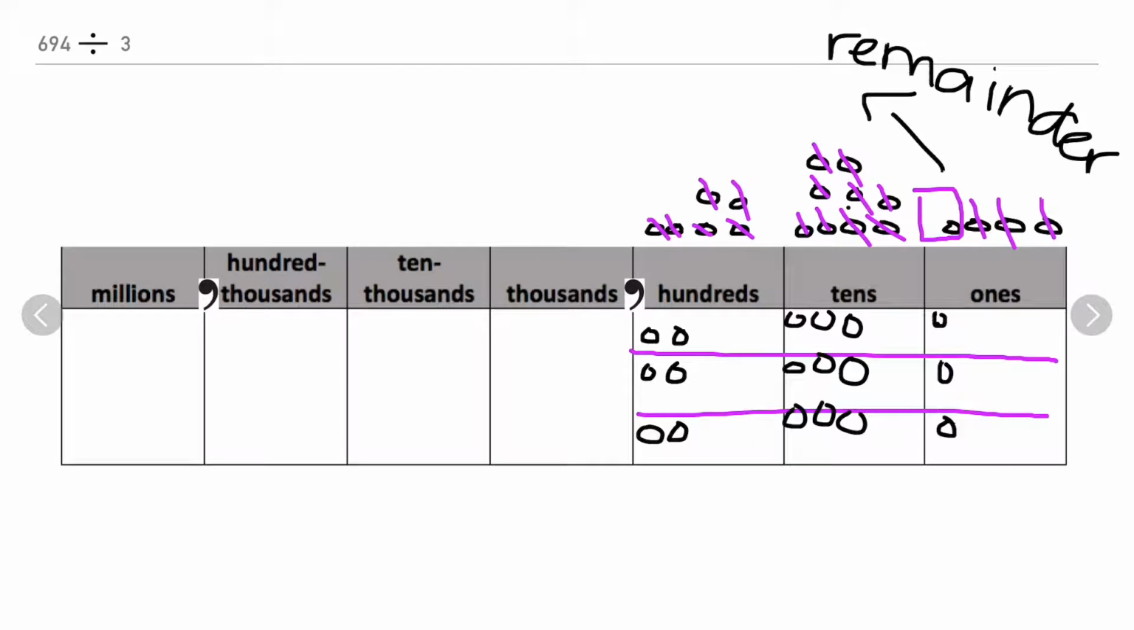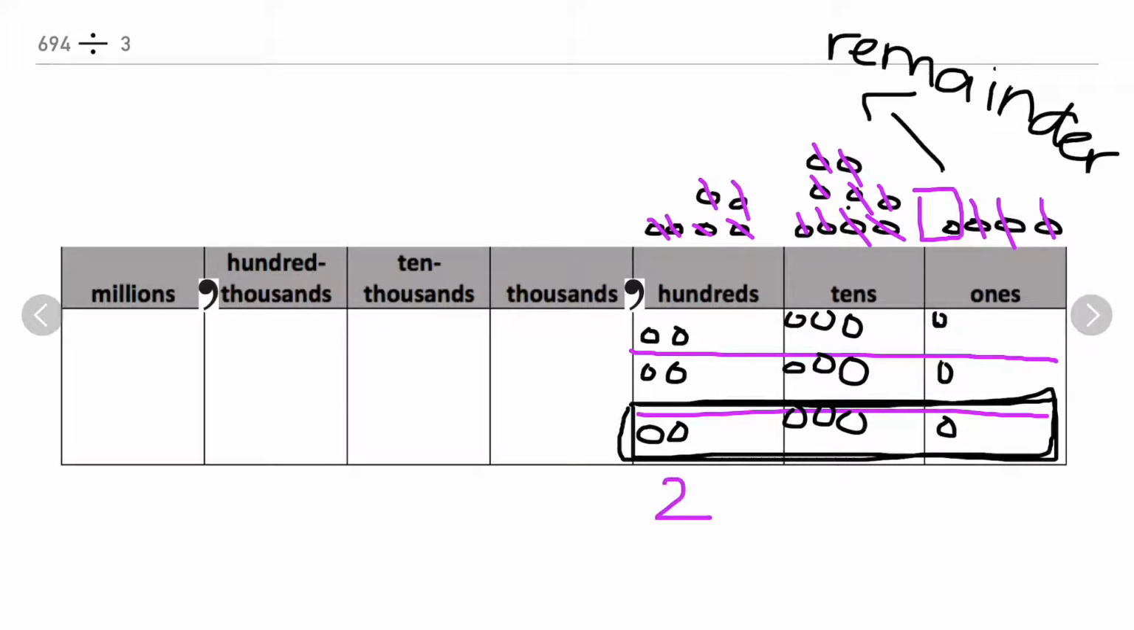Now that I've determined what my remainder is, it's now time for me to find my quotient. Remember, my quotient is the answer I get when I divide. In order to find my quotient, I'm going to look at one of my groups. Only one of my groups. And I know that if I'm looking at this one group, I have 2 hundreds, 3 tens, and 1 one, which in standard form is just 231. But don't forget about your remainder. I had 1 disk left over. So 694 divided by 3 equals 231, remainder 1.